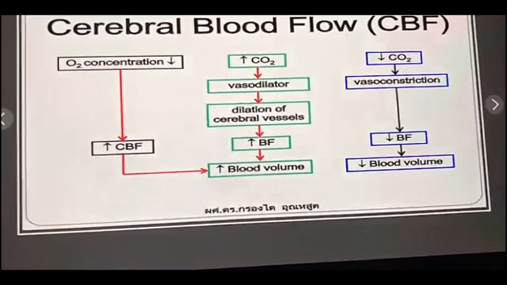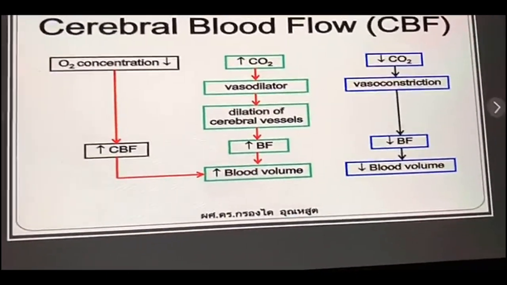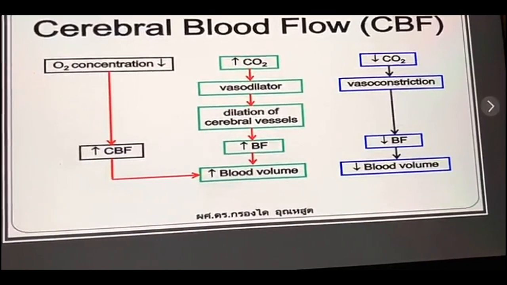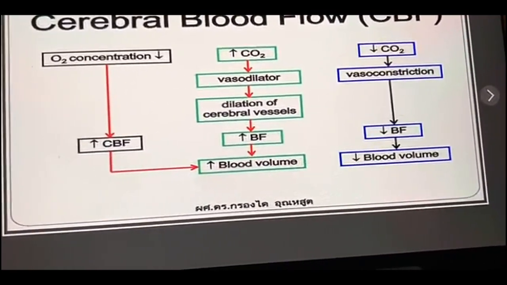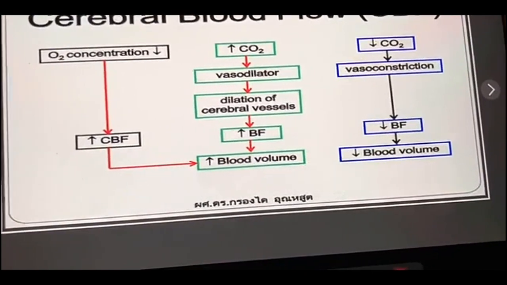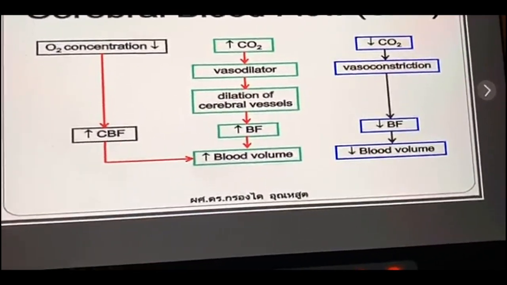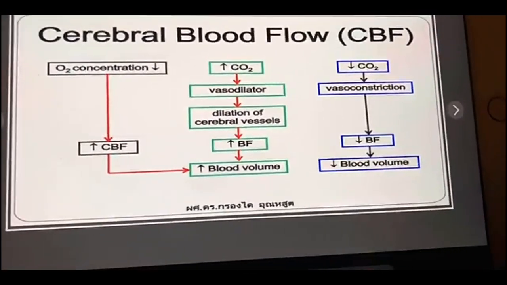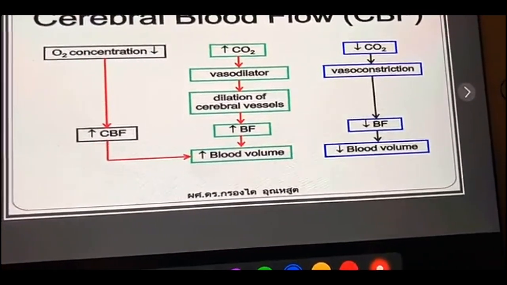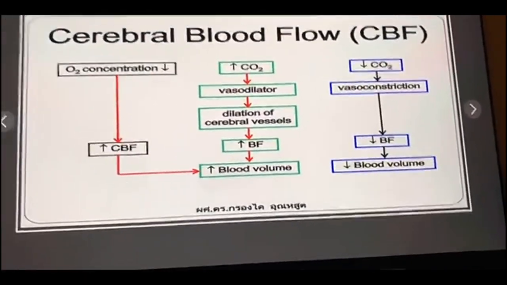In the second case, when we have hypoventilation, the CO2 level increases and it will have a vasodilation effect, then increase the cerebral blood flow, increasing the intracranial pressure, and the patient will have cerebral hemorrhage. So we don't want to cause either hemorrhage or ischemia to the patient.